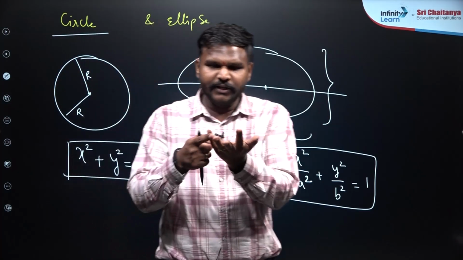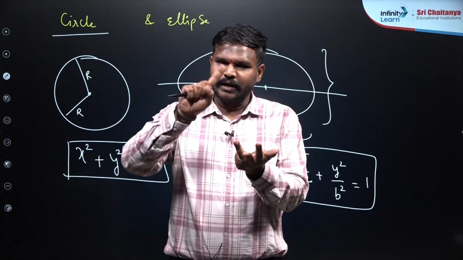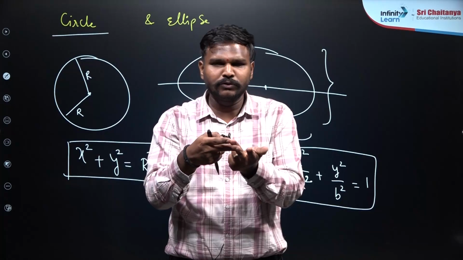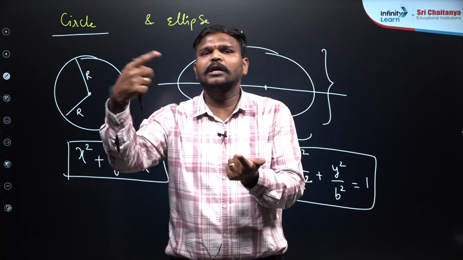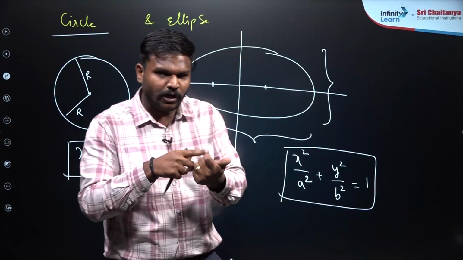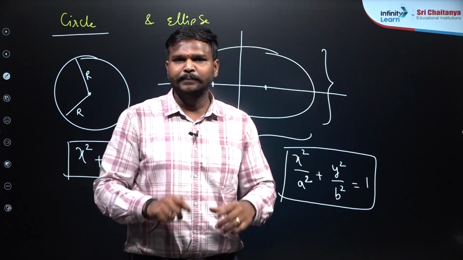So both the variable power is 1, straight line. Any one's power is 2, parabola. If they are inversely proportional, hyperbola. Both the powers are 2 and one constant, circle. Both the powers are 2 and two constants, ellipse.